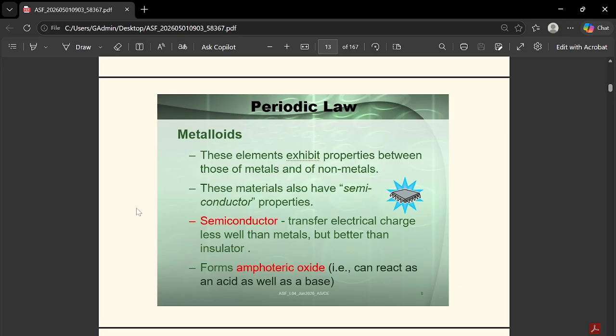Another one that I underlined in red here is called amphoteric oxides. Amphoteric oxides basically means that some of these elements' oxides can typically react with a base as well as an acid. So either one of those two.